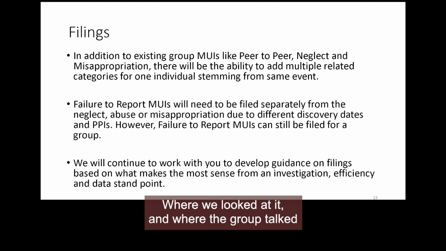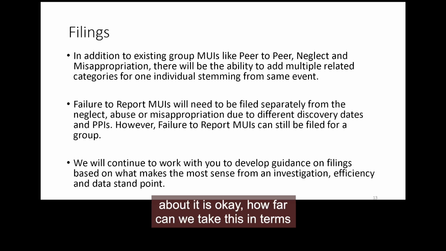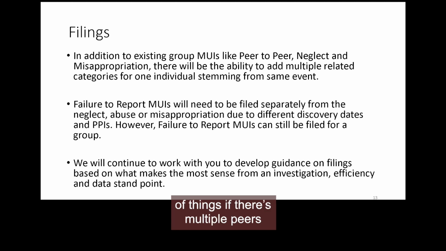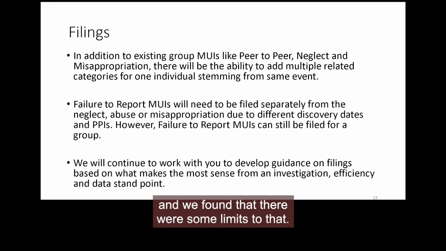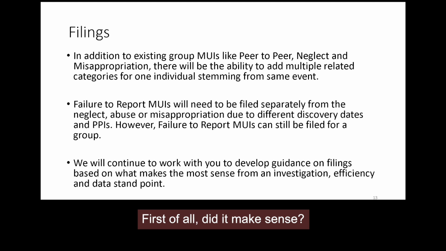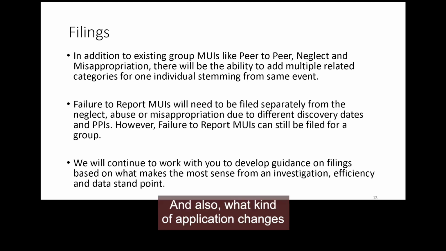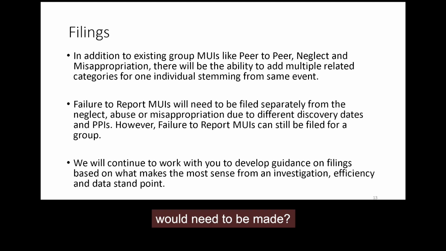Where we looked at it and where the group talked about it is, okay, how far can we take this in terms of things if there's multiple peers and multiple different categories? And we found that there were some limits to that. First of all, did it make sense? And also, what kind of application changes would need to be made?